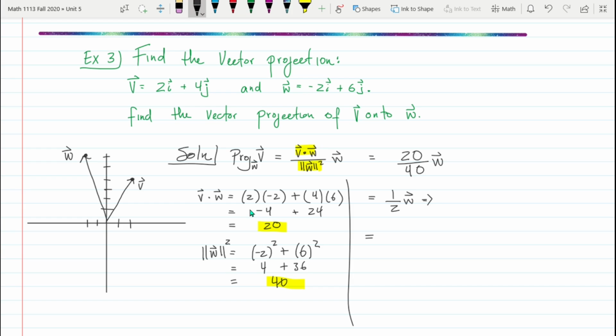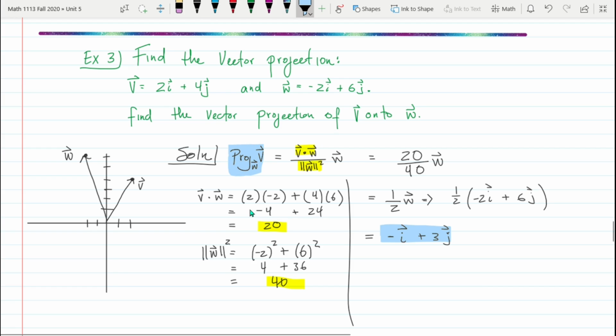So 1/2 times -2i, that's a vector, plus 6j. So it's going to be -i plus 3j. So this right here that we just got is equal to the projection of v onto w.